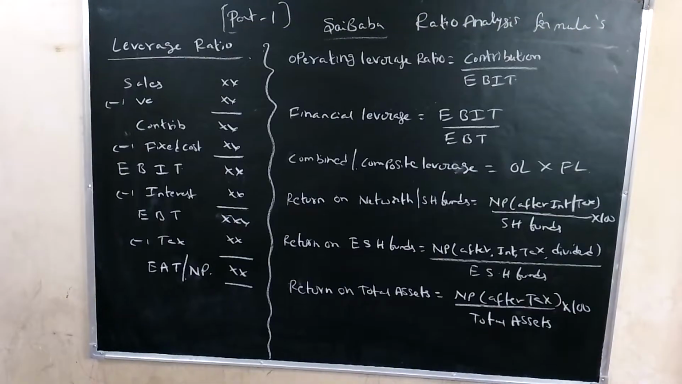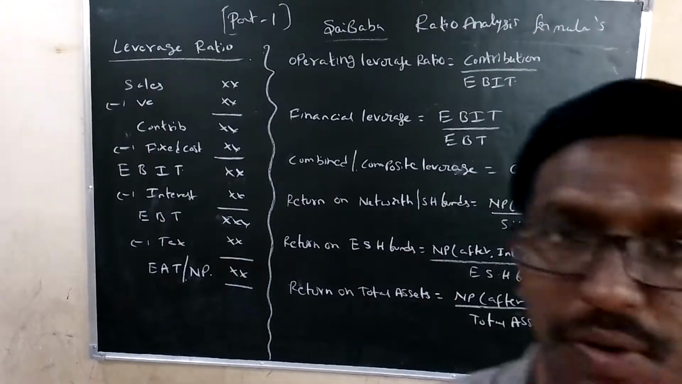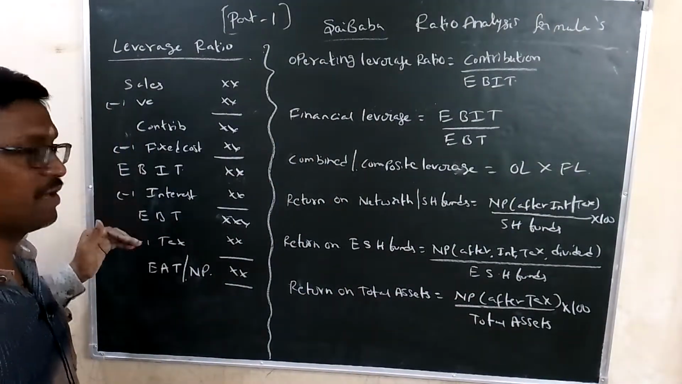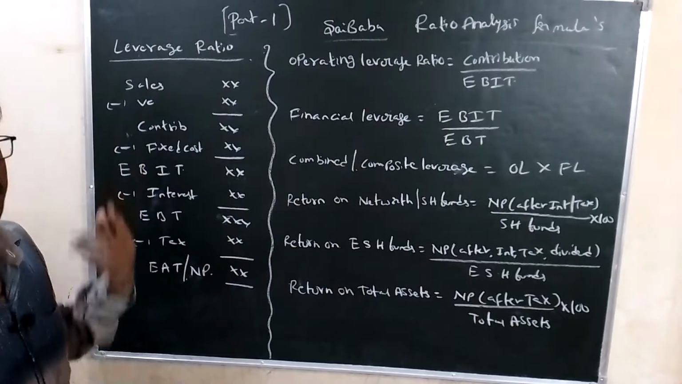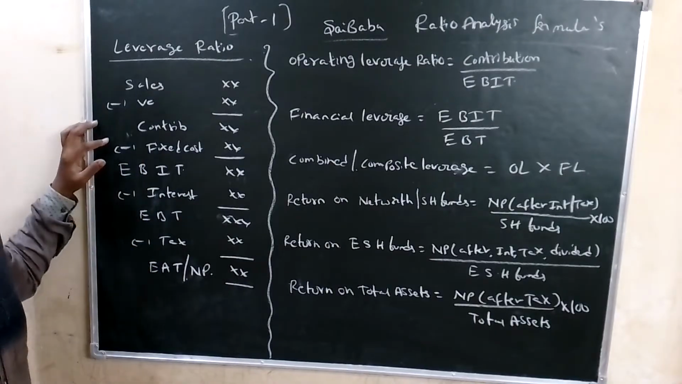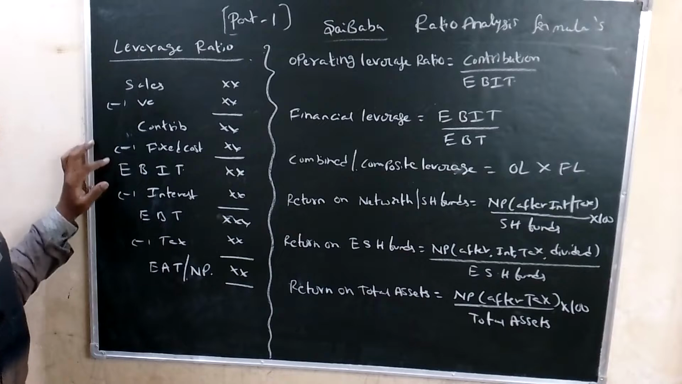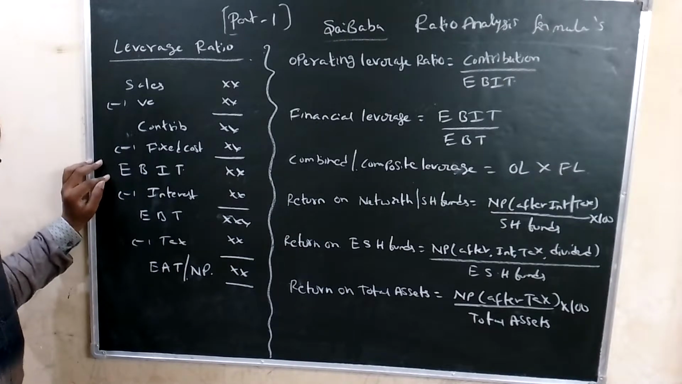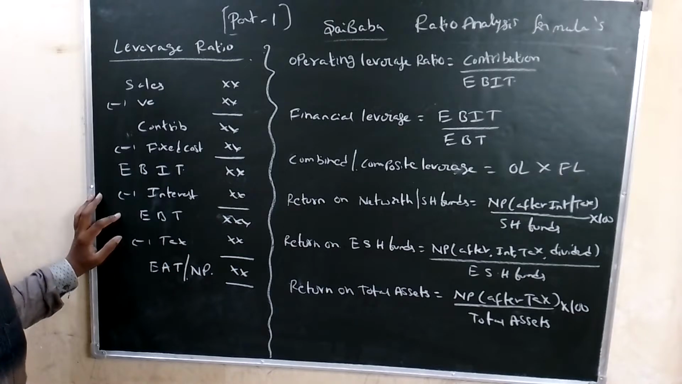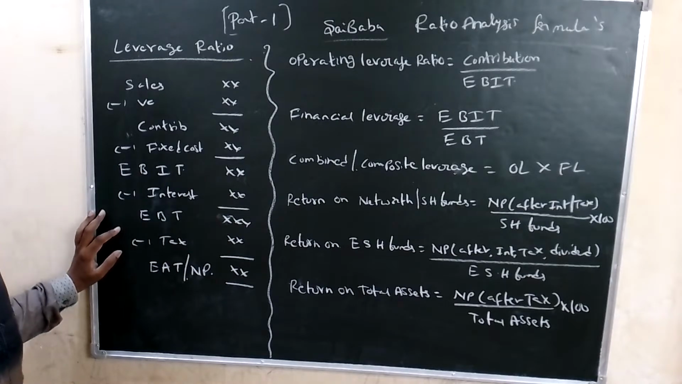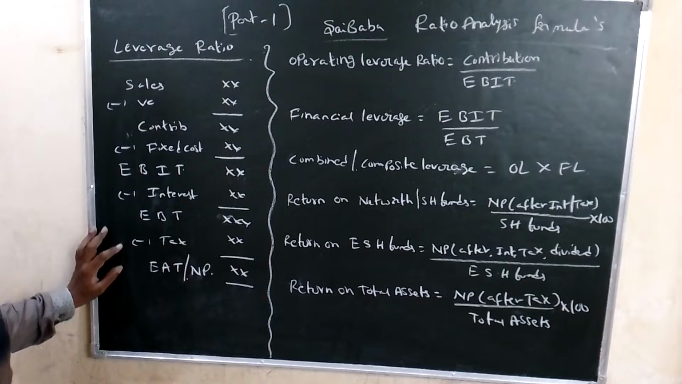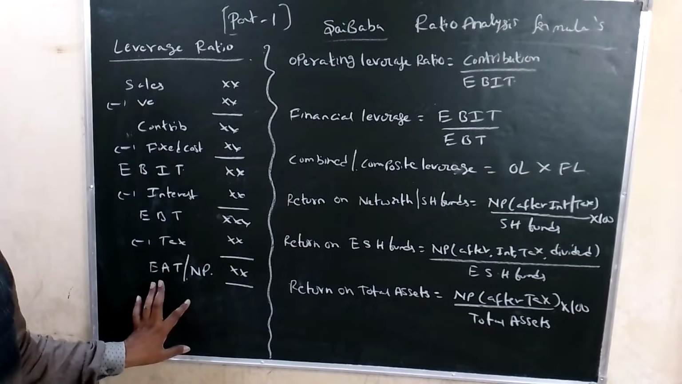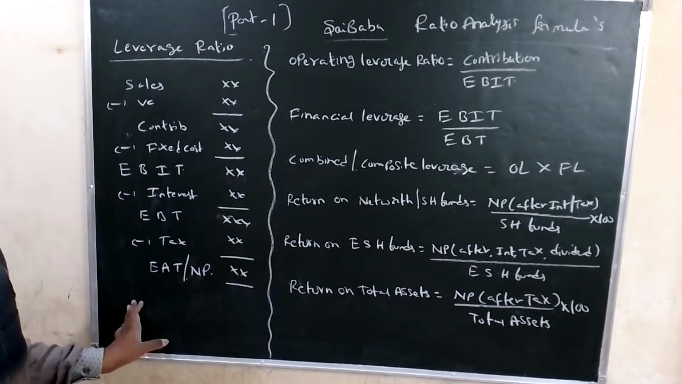Leverage ratios are explained here. Sales: this format is also used in marginal costing. Sales minus variable cost gives the contribution. Contribution minus fixed cost gives the profit, which is called earnings before interest and tax. Less interest on debentures, then we get earnings before tax. Less tax, then we get earnings after tax or net profit. Okay, this is the statement, so we have to calculate the formulas.